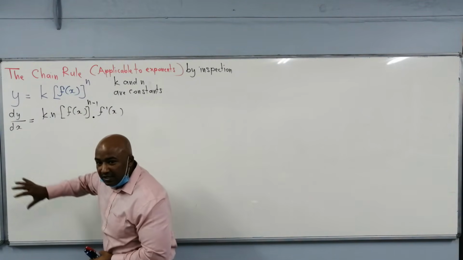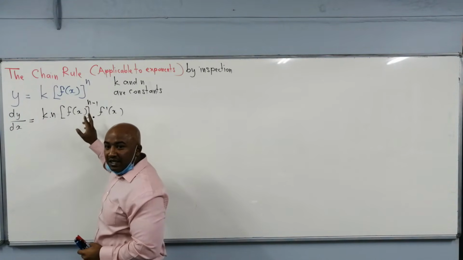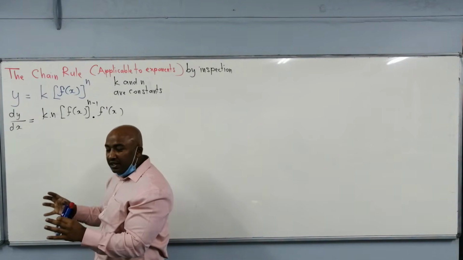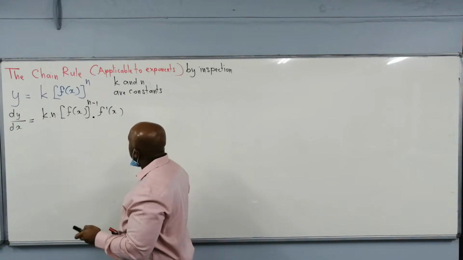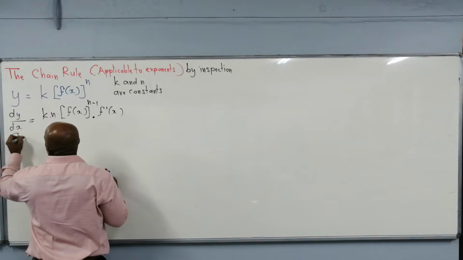So you're dealing with the exponent. It's like you're differentiating the exponent first, then you're differentiating what's on the inside. So you start from the outside and then you move inside. So this is by inspection. Let's take an example.